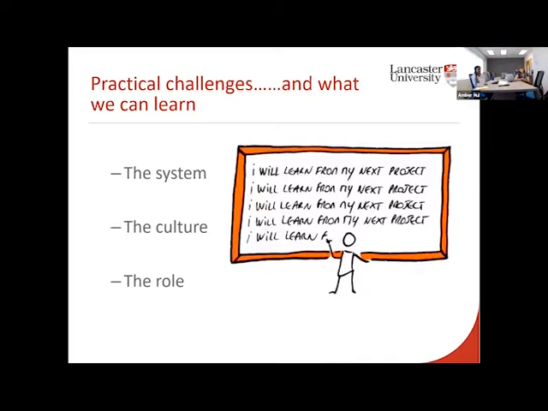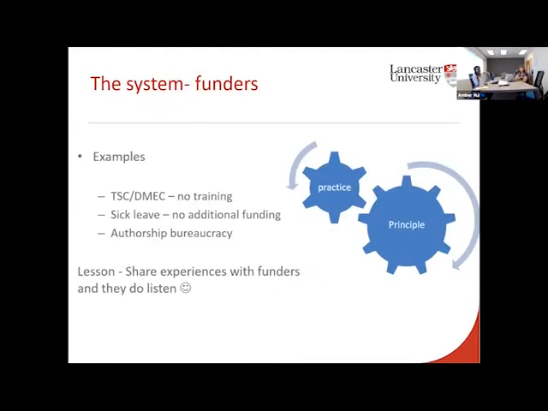And I've thought about these challenges in terms of three different areas: so the system, the culture, and the specific role of PPI. So if we start with the system, I think the first part of the system I want to flag is about funders. So all of the funders demand PPI on principle, and actually require quite large, increasingly large sections of grant applications to talk about PPI. But sometimes it feels a bit like the practice of funders is lagging slightly behind the principles. So I just want to give you a few examples to demonstrate this.